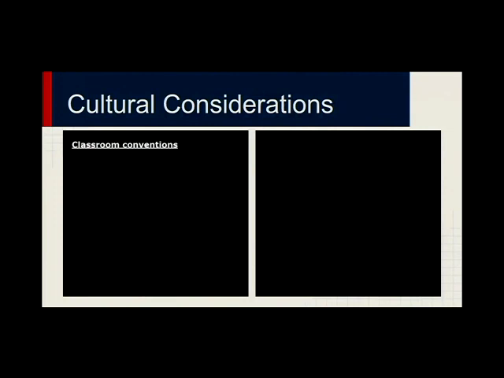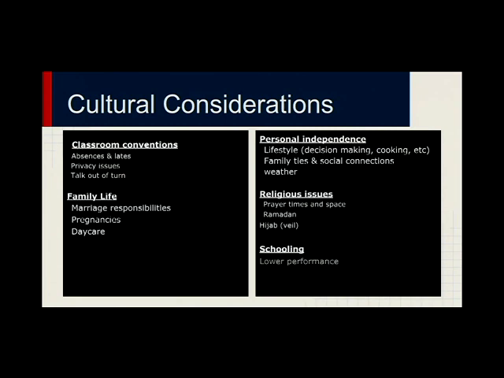Cultural considerations, I'm just going to go over it quickly. Classroom conventions, for example, absences and late, privacy issues, talk out of turn, then family life, marriage responsibilities, and then personal independence, religious issues, and schooling. So all these are problems that we need to consider when we teach students here. They're not just here to learn, they have so many things to take care of outside the classroom.